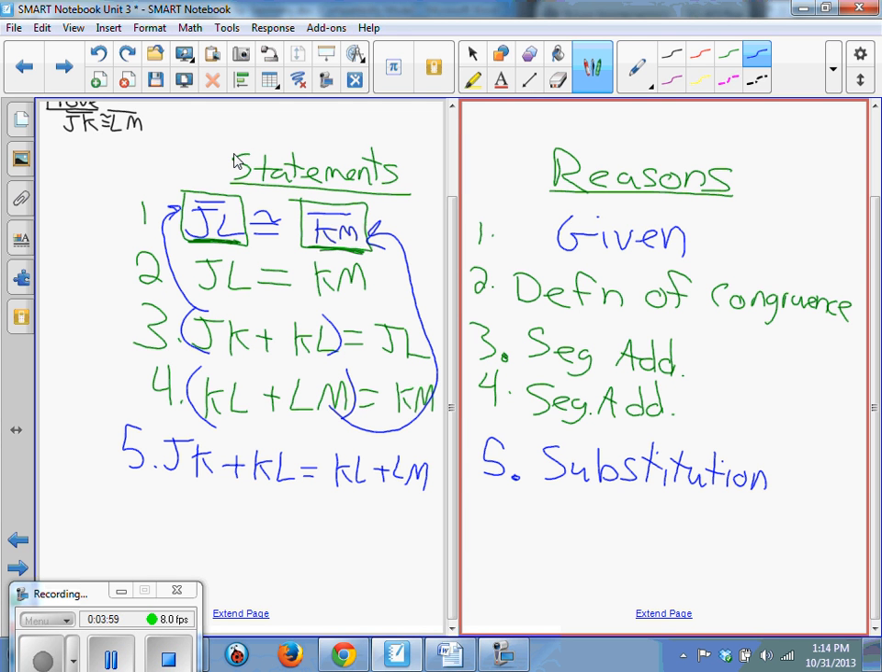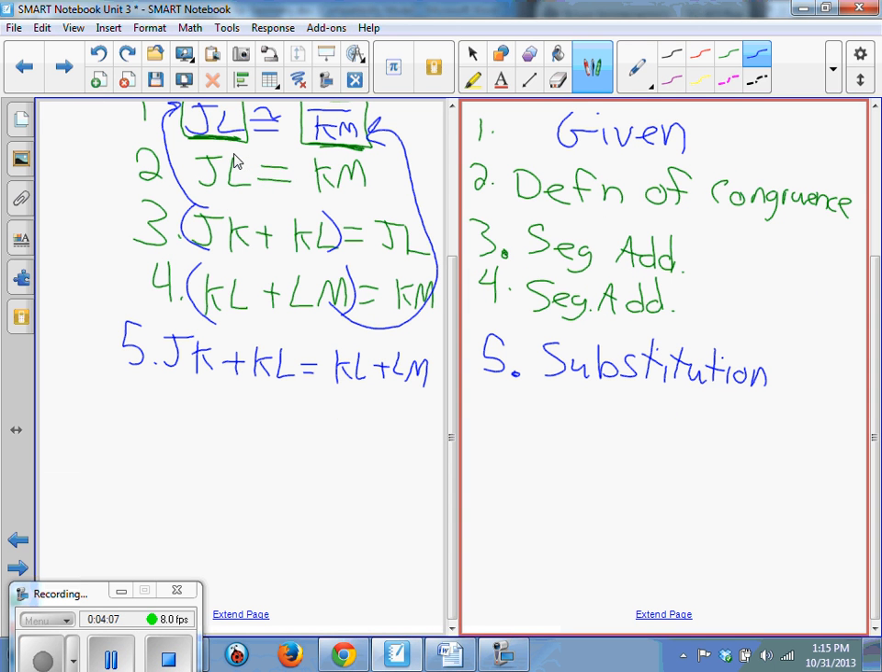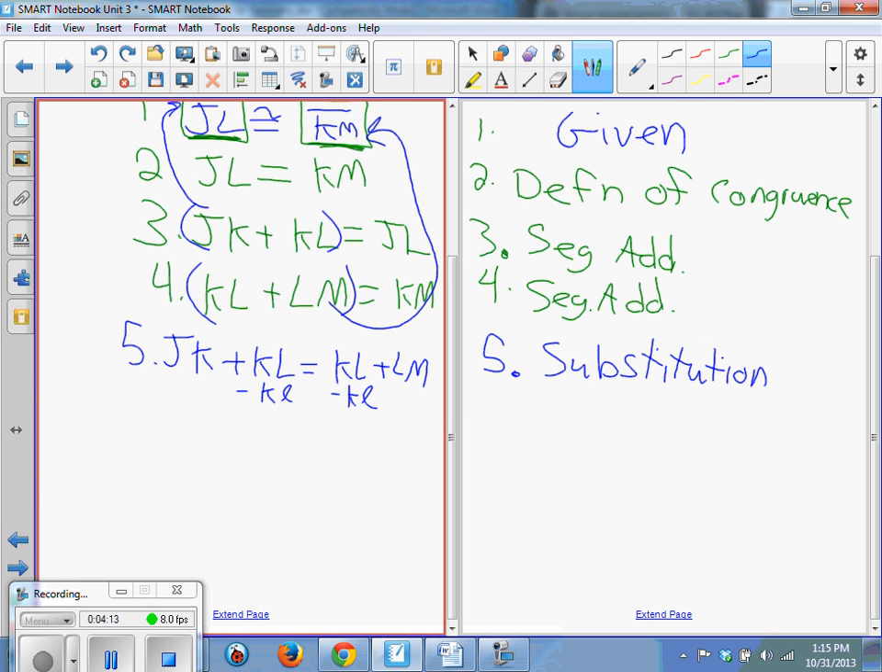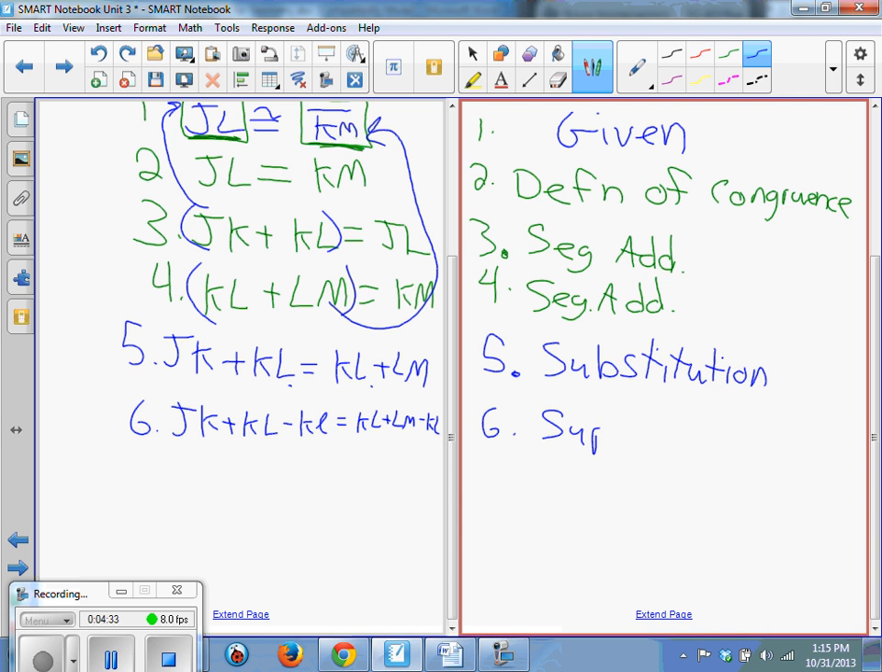All right, now we are going to subtract KL from both sides. All right, so we are going to look at this. If I subtract KL from both sides, do you see how they will cancel from both sides? But we're not going to do it vertically, we're going to do it horizontally. So number 6 is JK plus KL minus KL equals KL plus LM minus KL. This is subtraction property of equality.